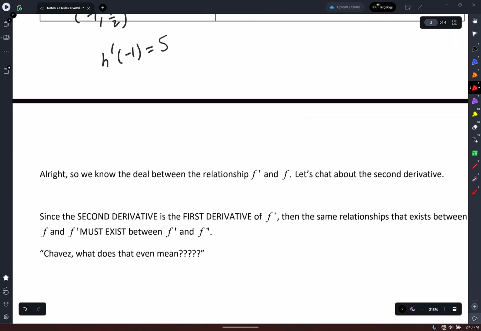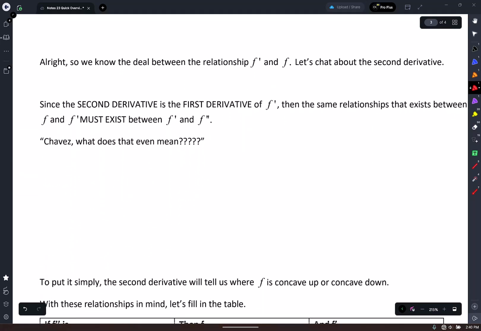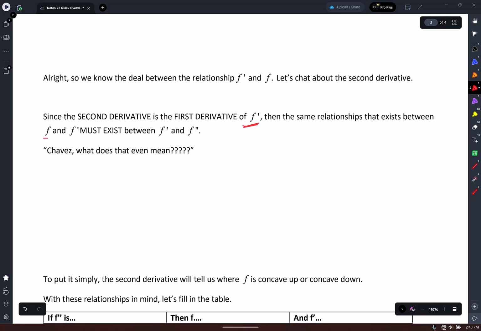All right, I'll try to go slow. We know the relationship between f prime and f. Let's talk about the second derivative, because that seems to be giving everyone headaches. Relax. Since the second derivative is the derivative of f prime, which is f prime prime, the same relationships that exist between f and f prime must exist between f prime and f prime prime.